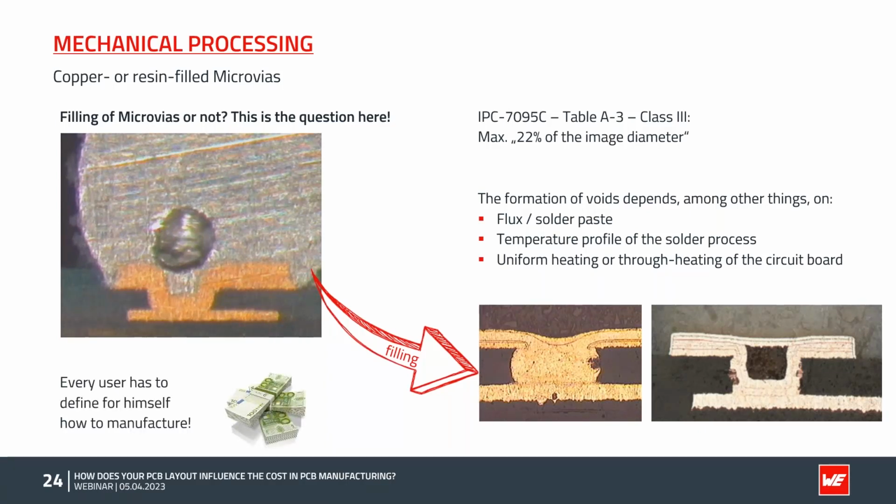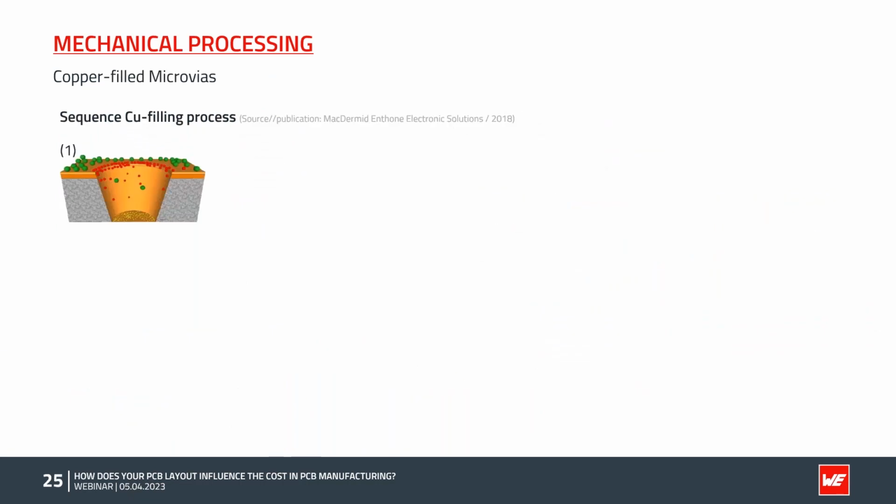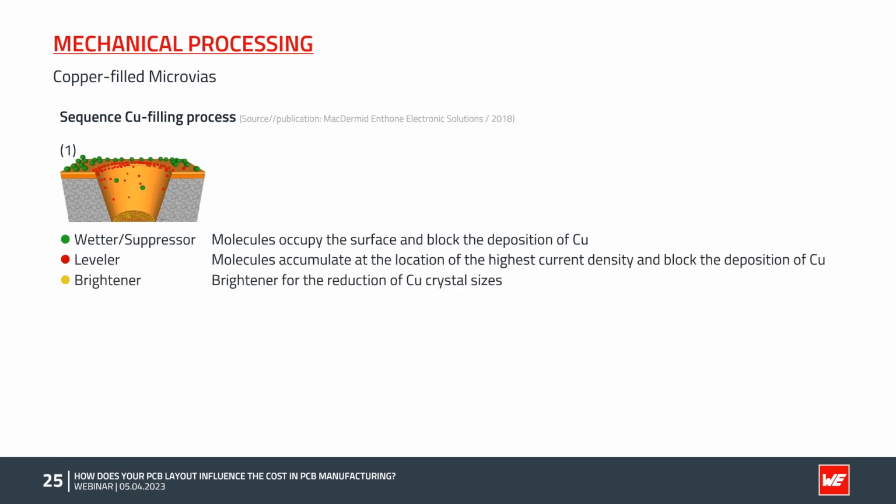And why is it more costly to fill these microvias? Well, this is explained here in this slide. It's a little bit of a different process filling a standard microvia, where you only fill the sidewalls, I have to say, compared to completely filling the via with copper. For a copper filling process, you need to have different baths with different ingredients. And here you see what's basically being used. Most parts, you have a wetter, a leveler, and a brightener.